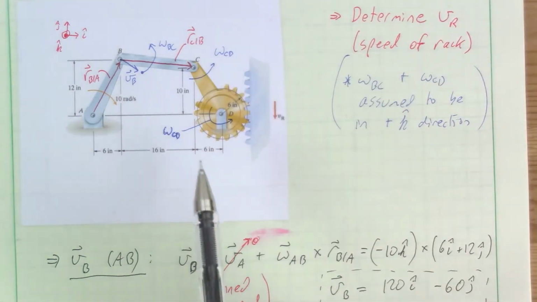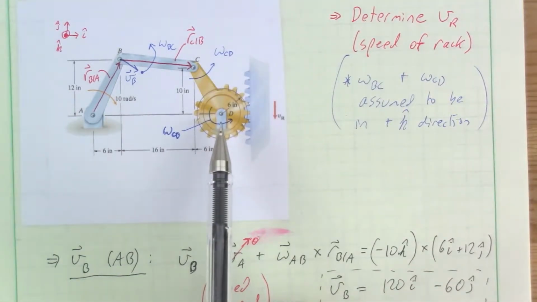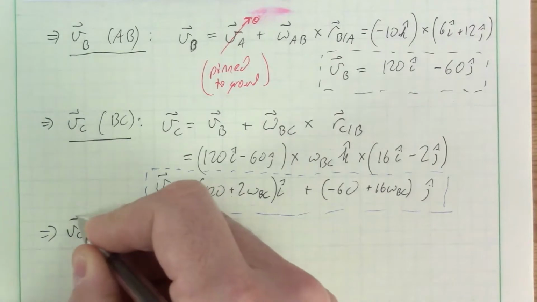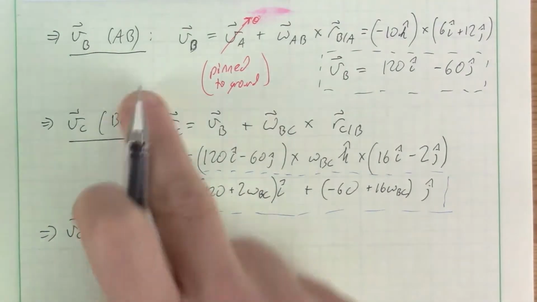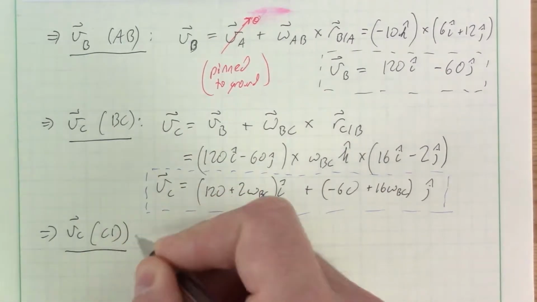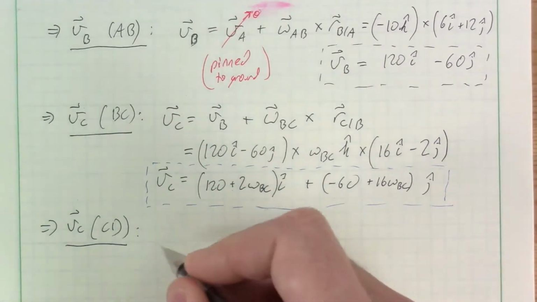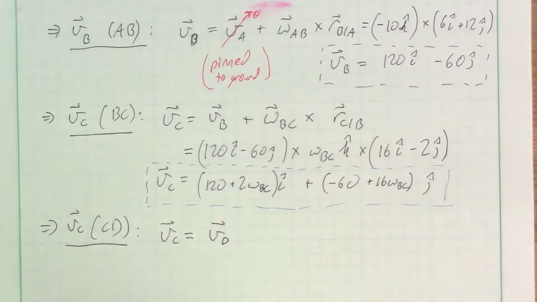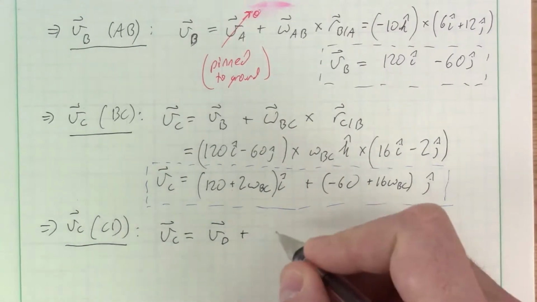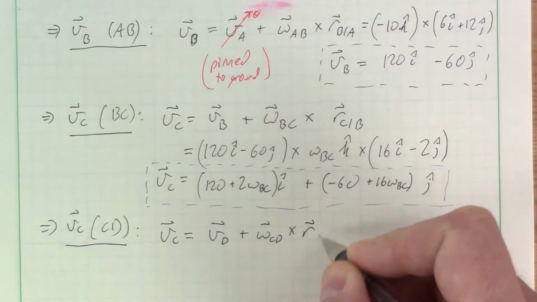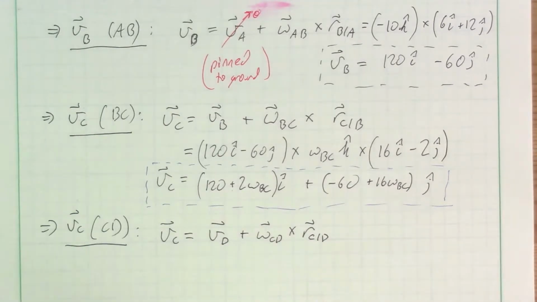And why it's helpful is because D is now fixed, right? So that has absolute velocity of 0. Okay, so we're going to have another relationship for VC, and then we'll be able to set these two things equal to each other, VC using the CD rigid body. Okay, so this is velocity at C is the velocity at D, that we know. Well, let's just write out the whole relationship. And then omega CD crossed into R of C with respect to D.